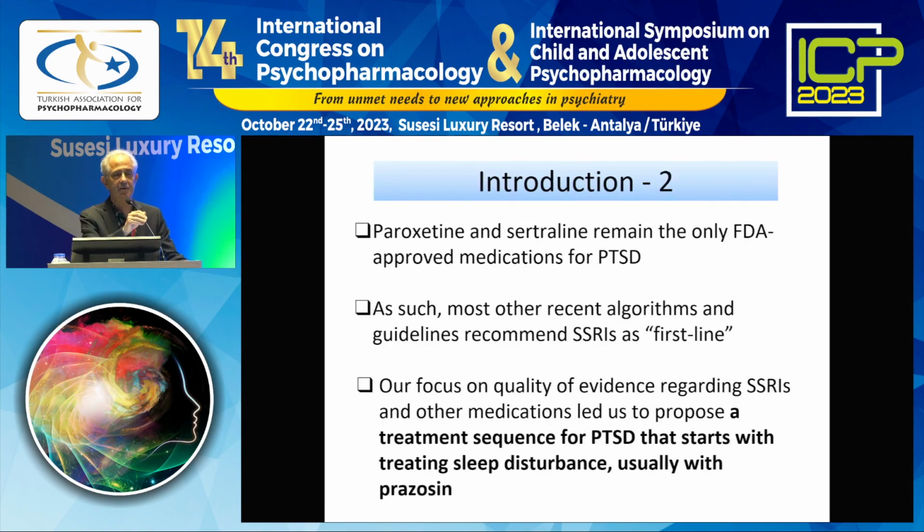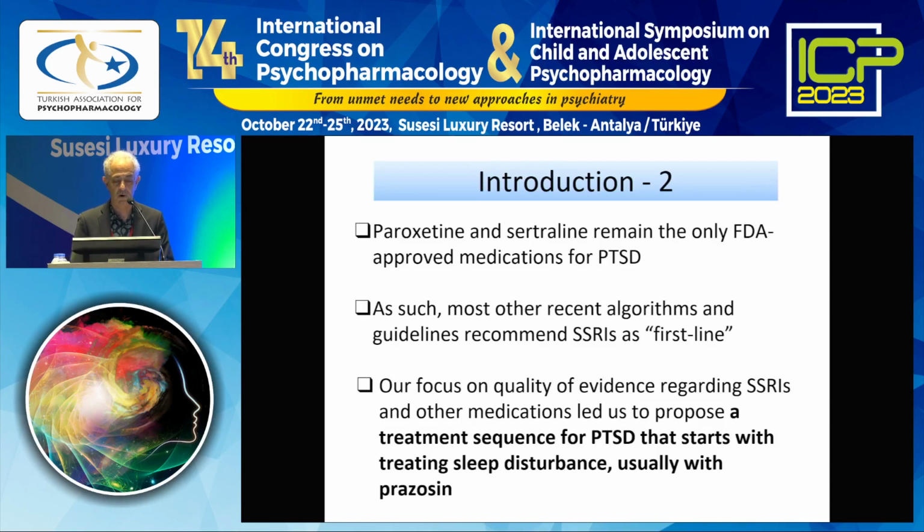All right, the second few points I want to make by way of introduction is that there are only 2 FDA-approved meds for PTSD in the United States, those being paroxetine and sertraline. So as such, most other recent algorithms and guidelines recommend SSRIs as first line for PTSD psychopharm.